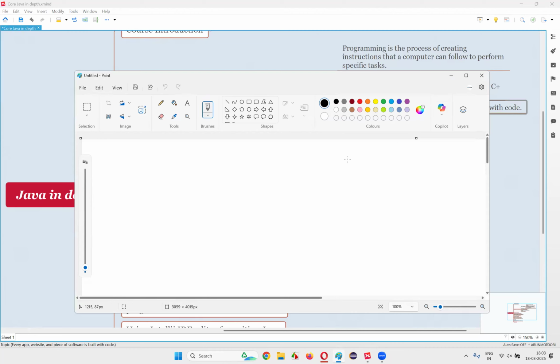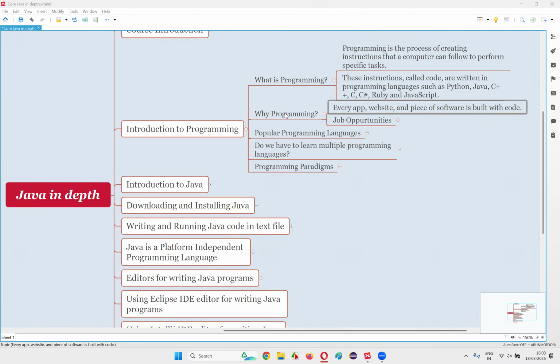This is built by a developer. Maybe the developer of this particular Paint software may have used C sharp as a programming language and developed this software. That's the need of programming, guys. One main need of programming is to create software, to build software. Every app, website, and piece of software is built with code.